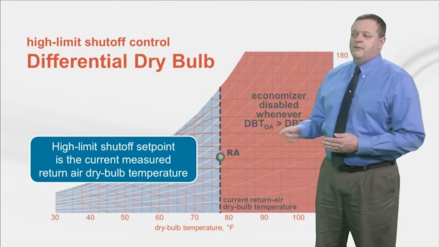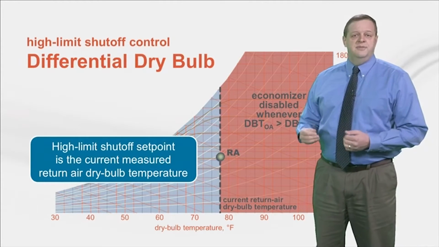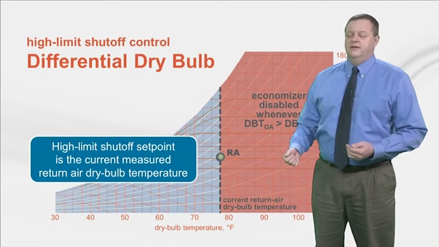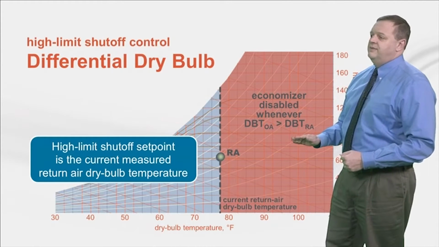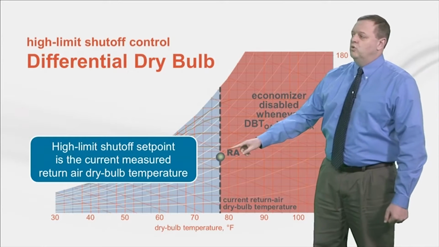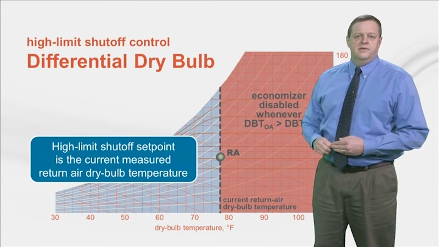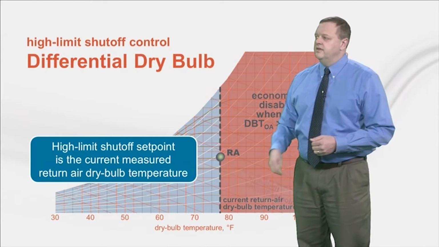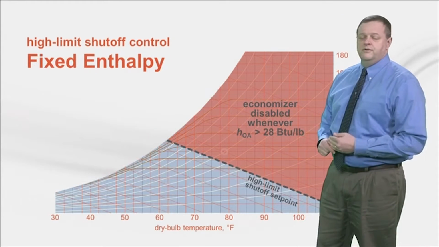Now, differential dry bulb control uses sensors to measure the dry bulb temperature of both the outdoor air and the return air. The controller then disables the economizer whenever the outdoor temperature is warmer than the return air. That is, it uses the cooler of the two air streams. Next is fixed enthalpy control.